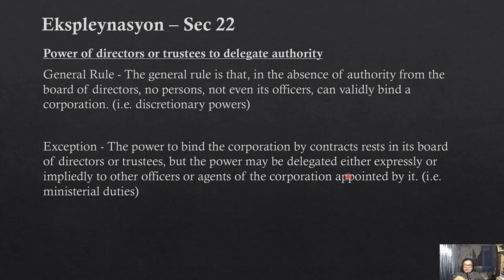Basically, ang ministerial duties kasi is parang SOP na yan. Yung ginagawa mong, pineperform mo, SOP na. Standard, may standard procedure na. Opposite yan, discretionary power. So, discretionary power kasi, may choice ka na gawin to, hindi gawin yan. Ang ministerial duties, wala kang choice. Mayroon ka ng set of procedures na kailangan gawin.